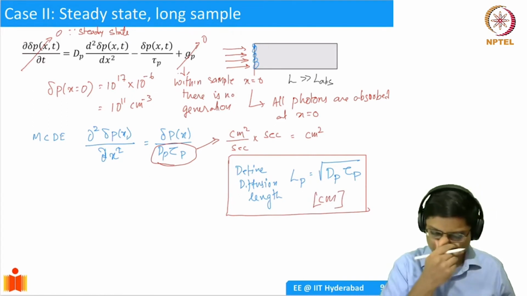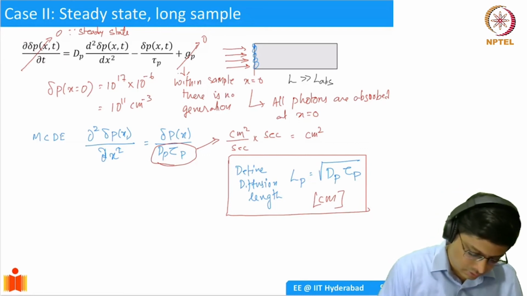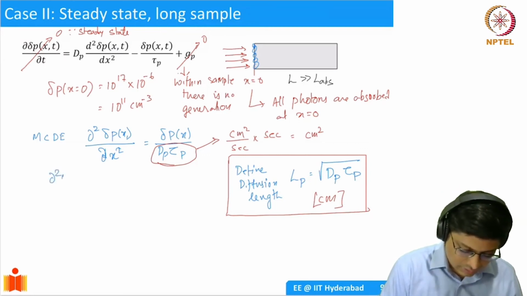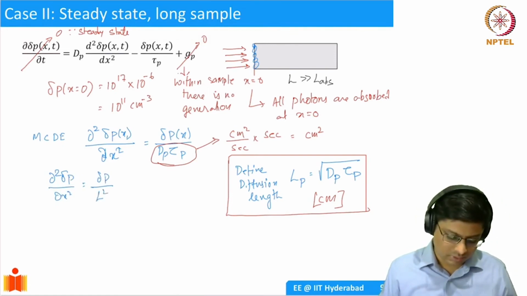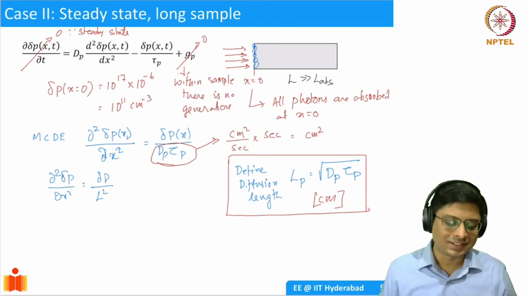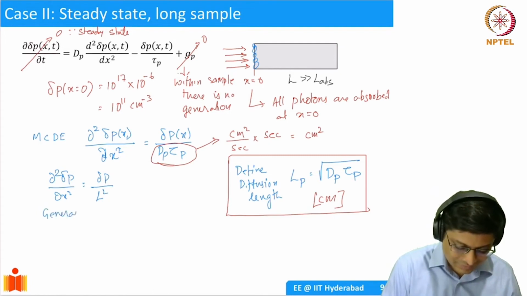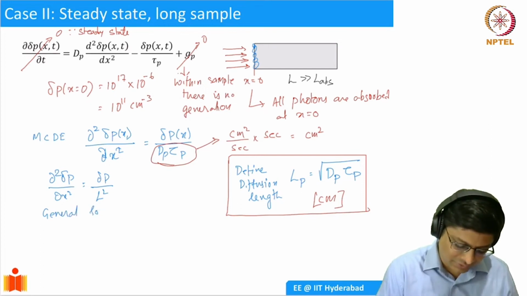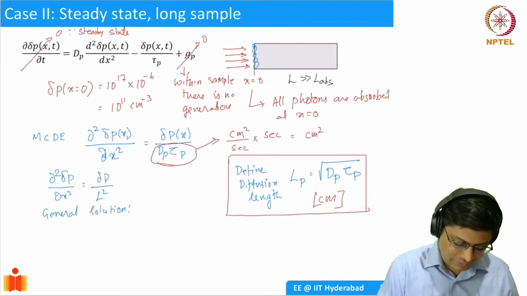So now what happens to this equation? This equation now becomes d squared delta P by dx squared equal to delta P by L squared. I can solve this. Well, I won't solve it, but I'll tell you the general solution. You should have solved this in your ordinary differential equations course. If you have not, just verify that this solution is correct.